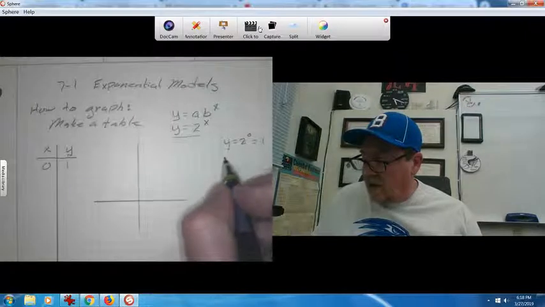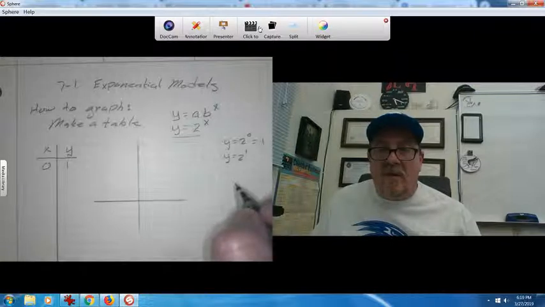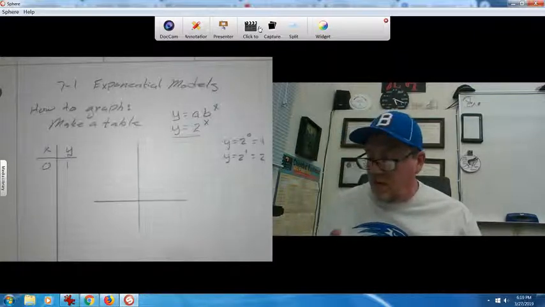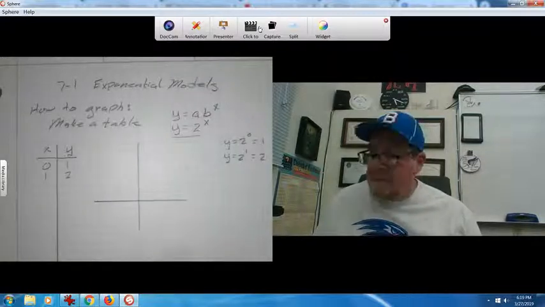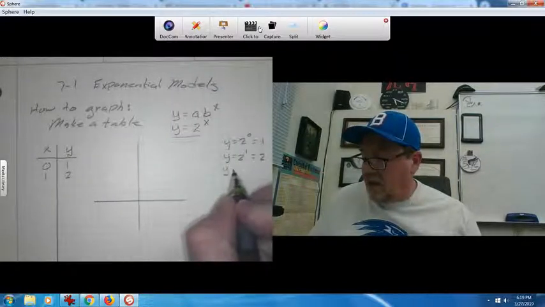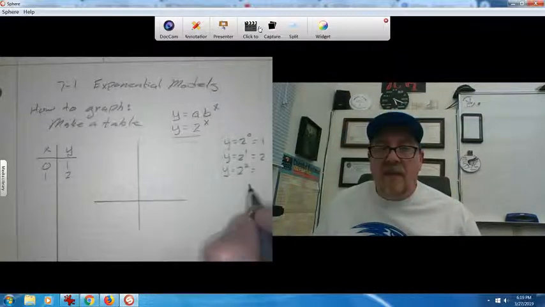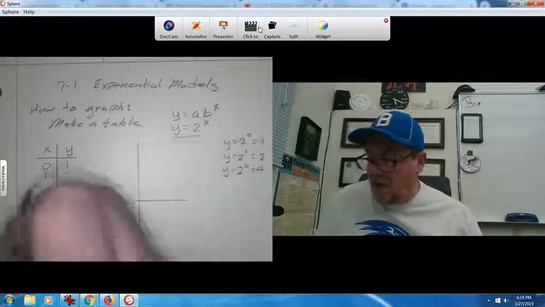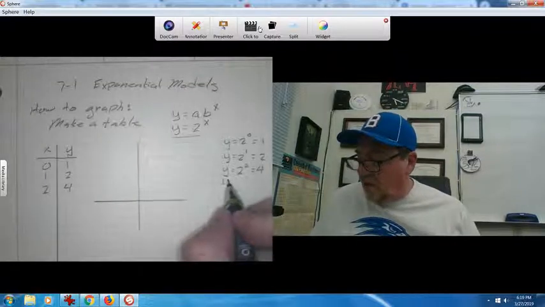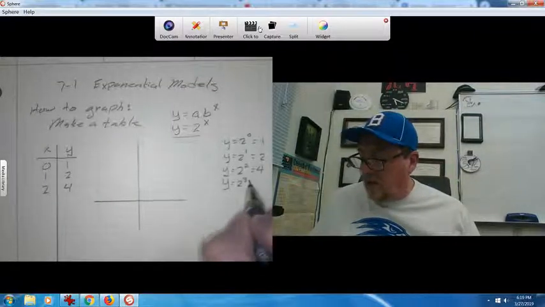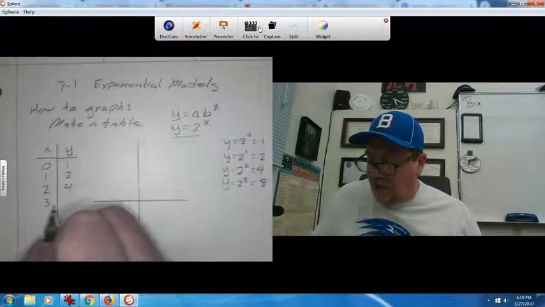Let's do the next one. Maybe we'll try y equals 2 to the first power. Of course, we know 2 to the first power is 2. So when you plug in 1, you get 2. Let's do the next one, 2. 2 to the second power is 4. So when we plug in 2, we get 4. Let's go one more in that direction. y equals 2 to the third is 8. So when we plug in 3, we get 8.